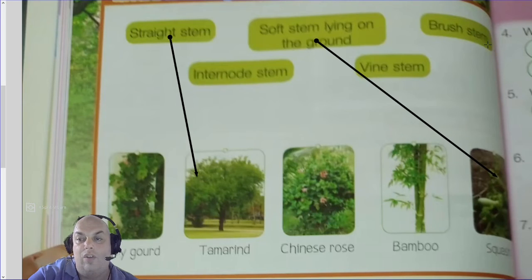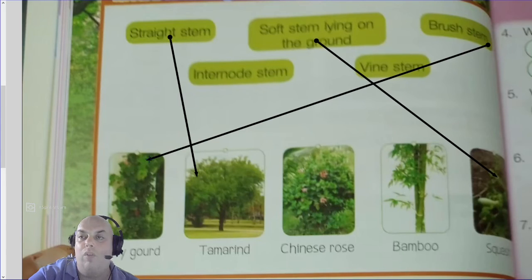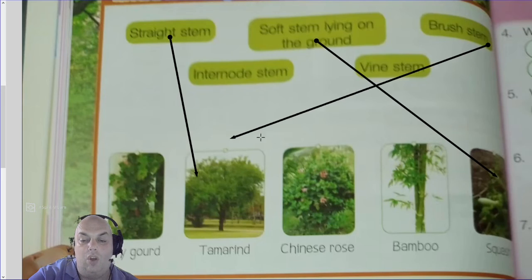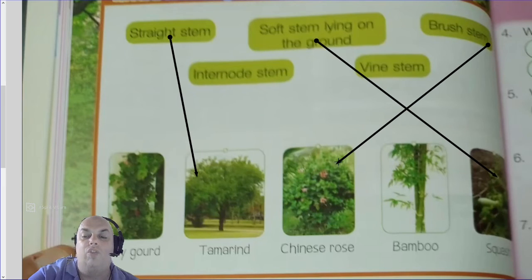Alright, next. Bush stem. So, a bush. Is the ivy gourd a bush? No, it is the Chinese rose. Yes, the Chinese rose is a bush.